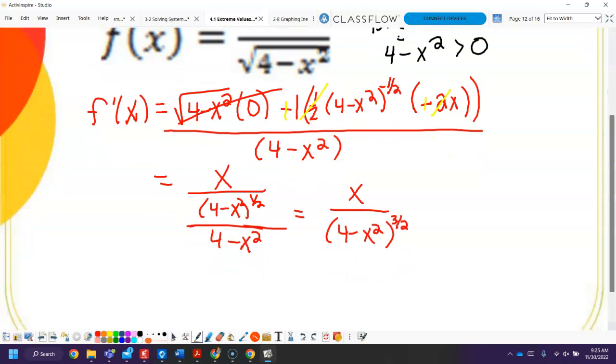However, that still leads us to the main point of the problem, which is to find the critical points. My critical points are those zeros and DNEs. So I need to find the zeros, which occur when the top is equal to 0. So you get x equals 0. The function is equal to 0 at x equals 0. What do we know about x equals 0? That's in my domain, so we are happy. That is a critical point. It's valid.